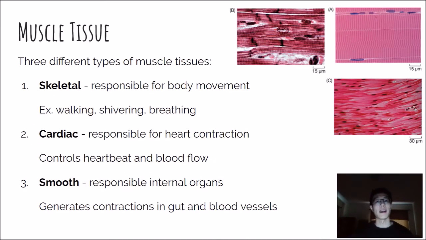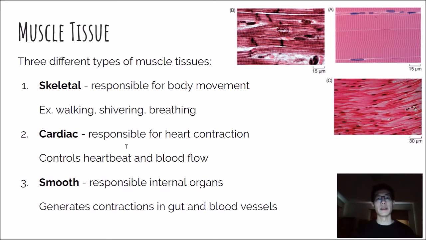Last but not least, we have muscle tissues. So in terms of muscle tissue, there are three types. We have skeletal muscle tissue, which is responsible for body movement, often with voluntary body movement, such as walking, as well as semi-voluntary, I guess, with shivering, as well as if we're talking about intercostal muscles in the body, with breathing. We also have cardiac muscle, which is another type over here.